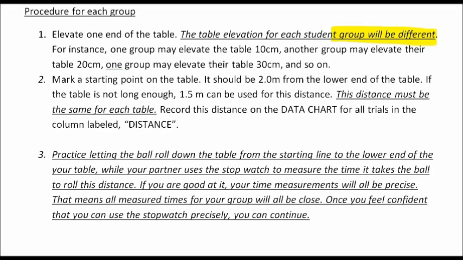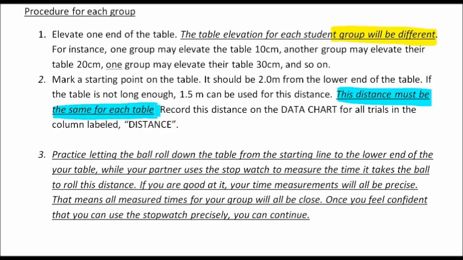Next it says, for instance, one group may elevate the table 10 centimeters, another group may elevate their table 20 centimeters, and one group may elevate their table 30 centimeters, and so on. Sounds good. Number 2 says mark a starting point on the table. It should be 2 meters from the lower end of the table. If the table is not long enough, then 1.5 meters can be used for this distance. It says the distance must be the same for each table, and that is a constant.